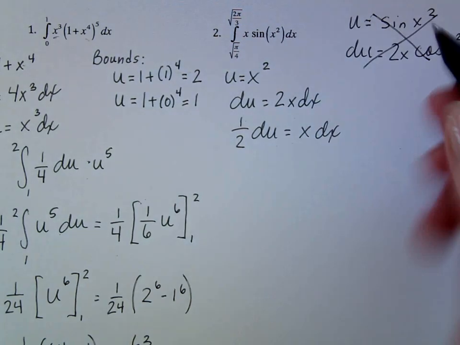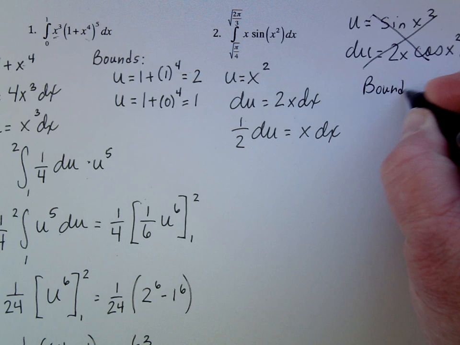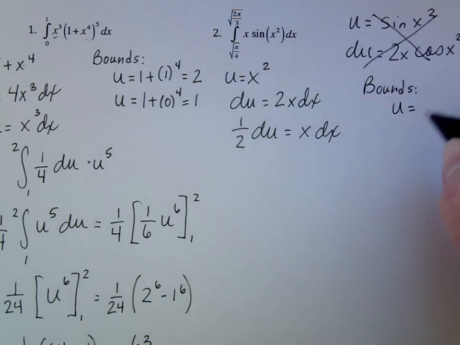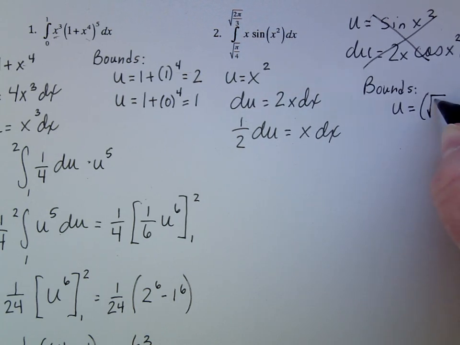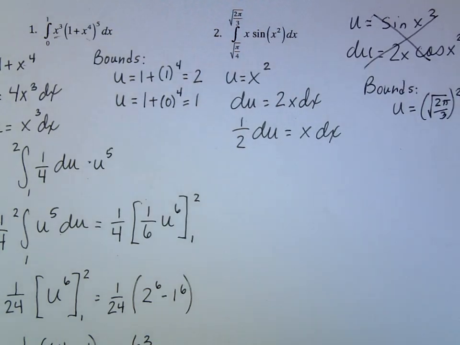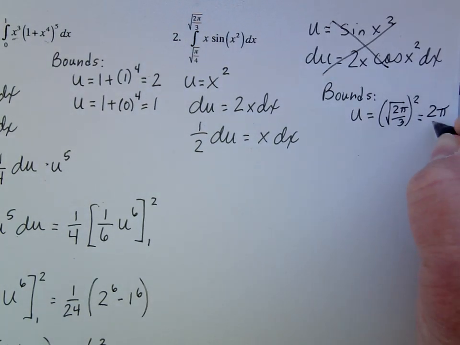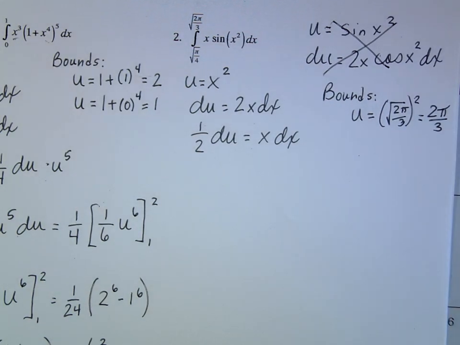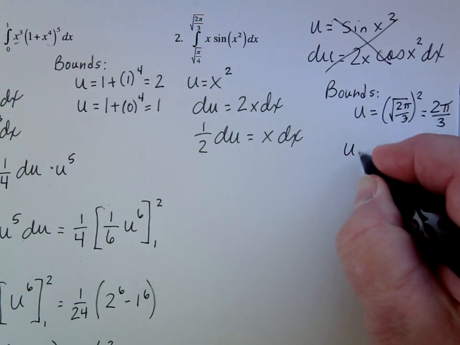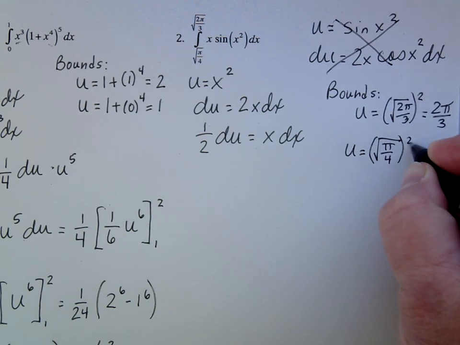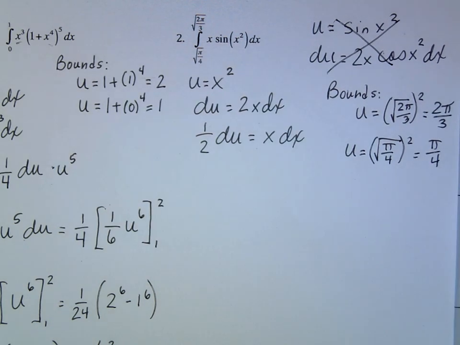All right, I'm going to take my bounds. I've got to adjust them. So my equation is u equals x squared. If I do that, u equals my upper bound of the square root of 2 pi over 3 squared, which actually is kind of nice, right? Because if I square the square root, I get rid of it. So really my upper bound is 2 pi over 3. And if I look at my lower bound, u equals the square root of pi over 4 squared, which gives you pi over 4. They made that kind of nice for you because your bounds now do not have those weird square roots with pi's in them.